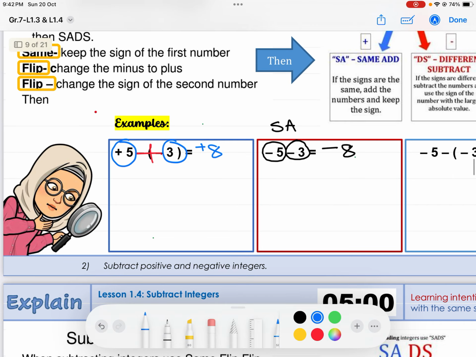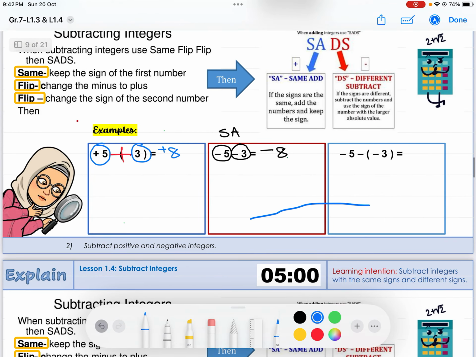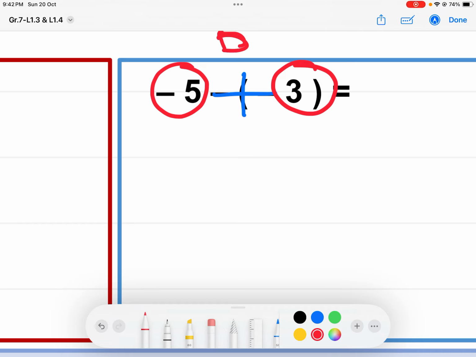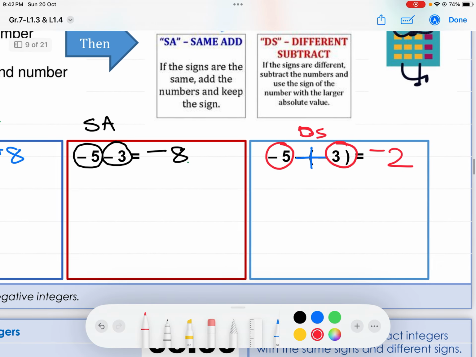Okay, let's apply it here also. Just only in this case, you guys, whenever you see, oh, there you go. I have here two negatives together. What do I do? Again, put them together, unite them, turn them into plus, and that's it. And now let's apply the steps. Circle, circle. I got different signs. I will subtract. So 5 minus 3, that's a 2. And the sign will be negative because 5 is greater than 3. Okay, guys?